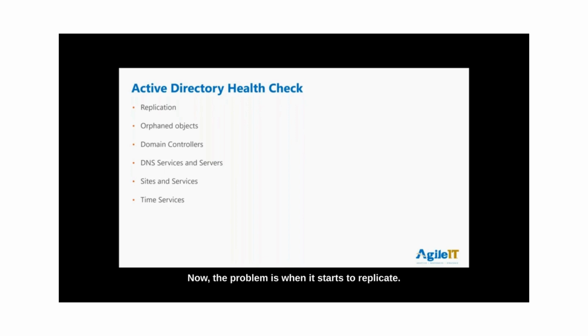Now, the problem is when it starts to replicate. One thing goes on another, right? A domain controller is trying to replicate to one that doesn't work. It starts to generate errors in the event log, application, security, and system logs.